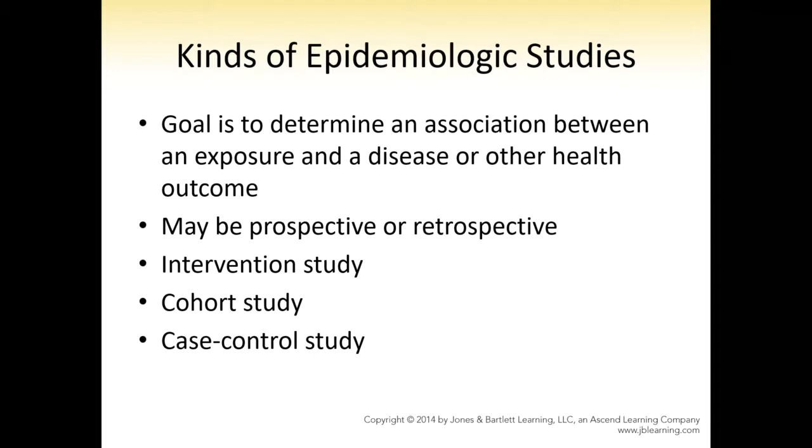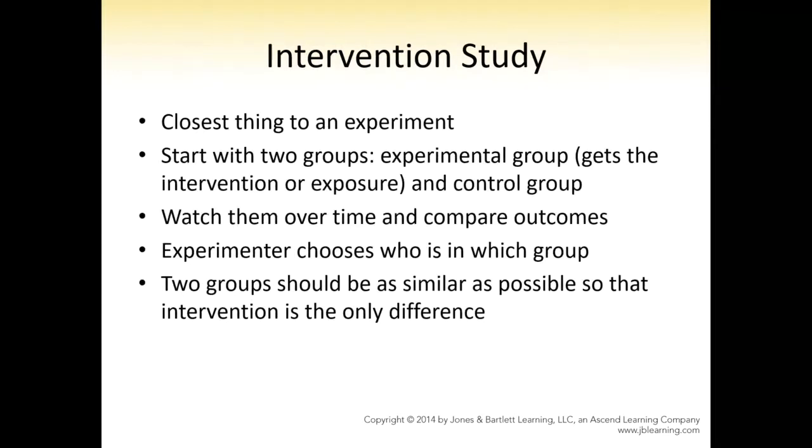And it may be prospective or retrospective, maybe an intervention study, a cohort study, or a case control study. An intervention study is the closest thing for epidemiologists to an experiment. They look at two groups, the experimental group, who gets the intervention or exposure, and the control group. And they watch them over time and compare the outcomes. The experimenter chooses who is in which group, so it's not a double-blind experiment, which I'm not going to really get into, but just realize that the experimenter knows who is in which group, and the two groups should be as similar as possible so that the intervention is the only difference between the two groups.